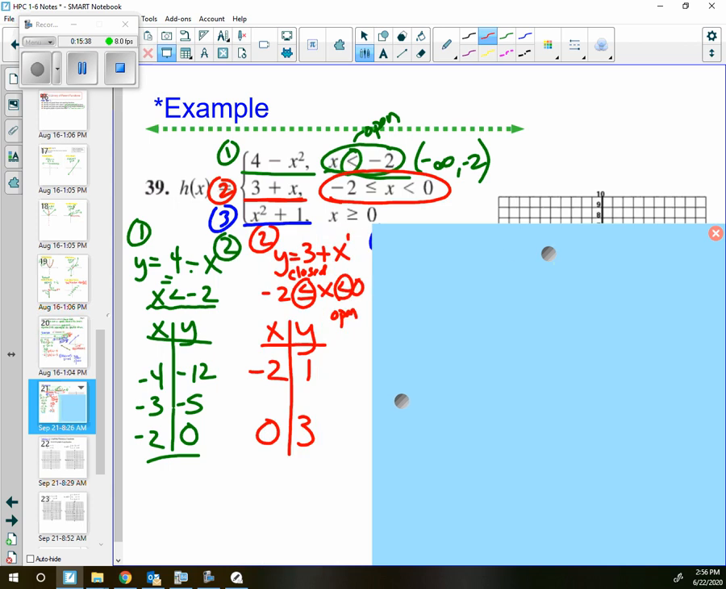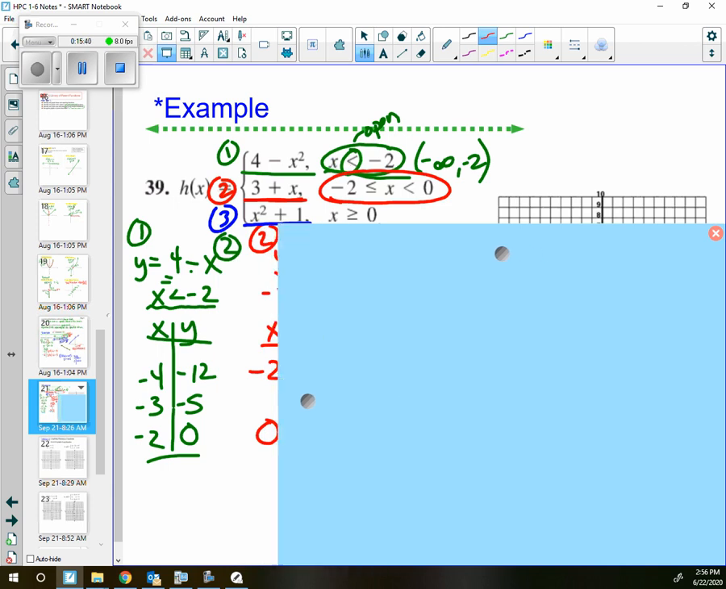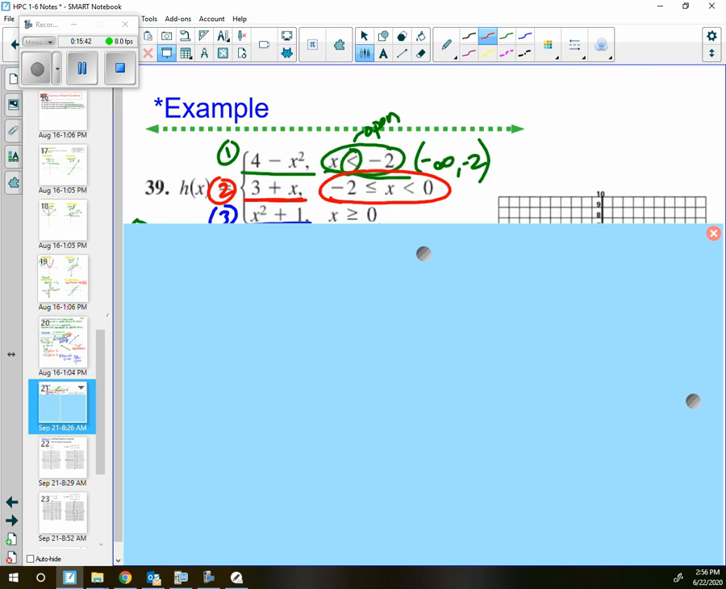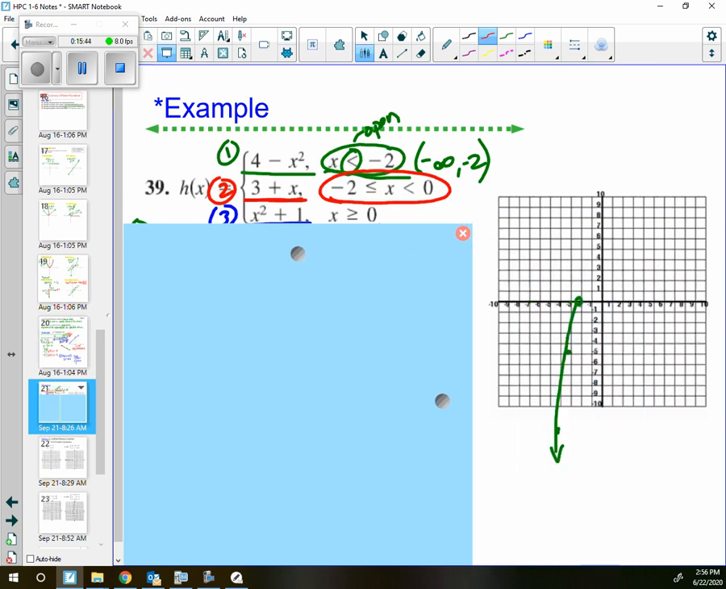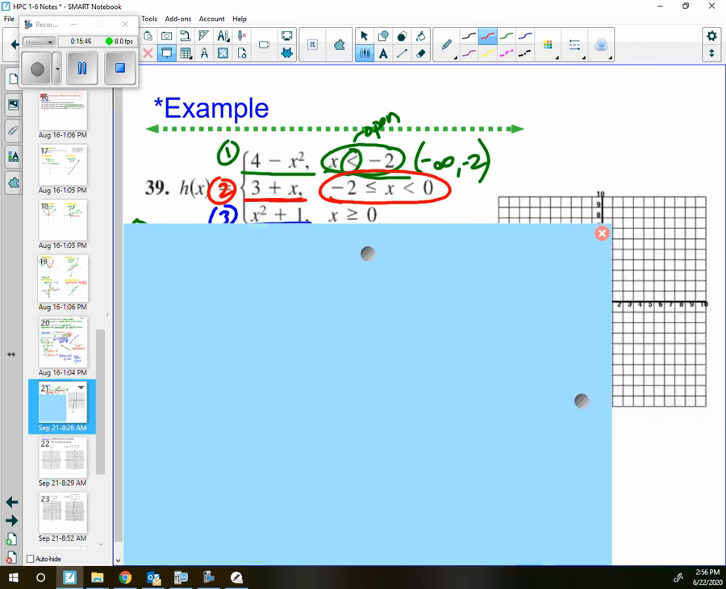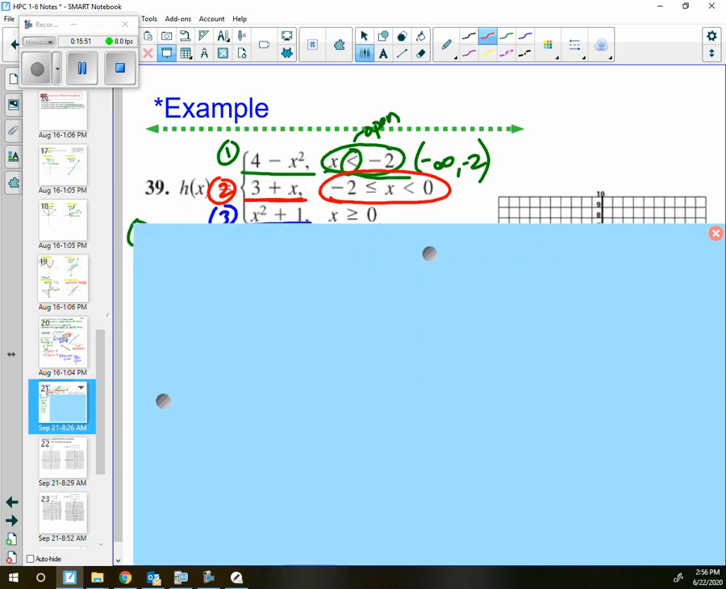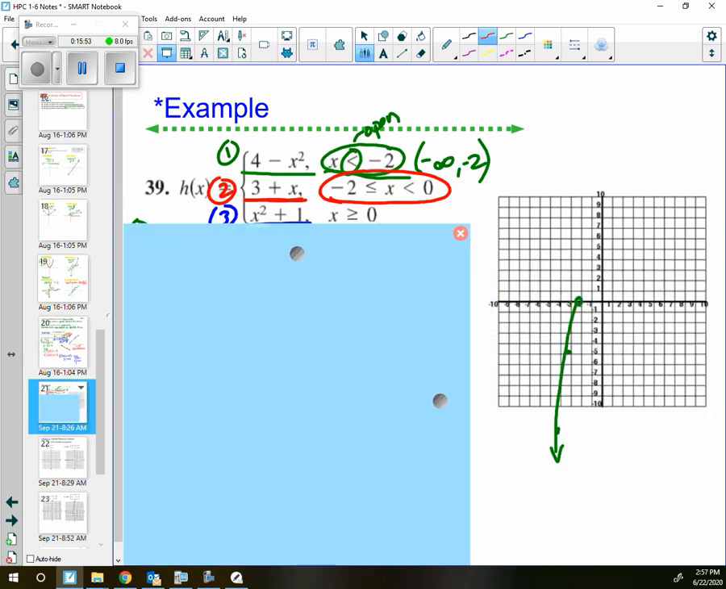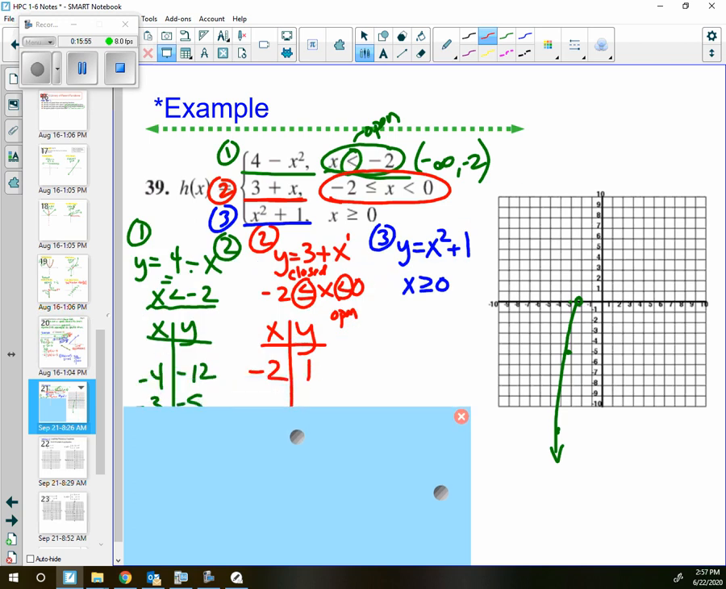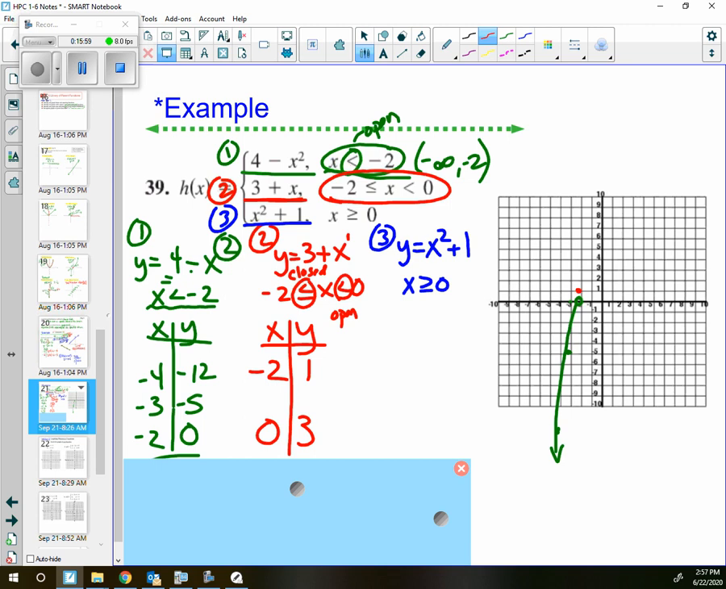So let me grab this end here. All right, well, I guess we're not going to be able to see that. All right, so let's go down here. So it's -2, 1. So close there. And then 0, 3, which is open. And we have that little segment in between. So we have a linear segment for that middle piece.